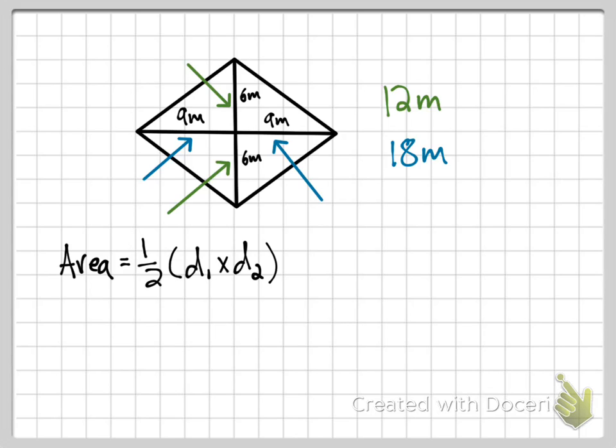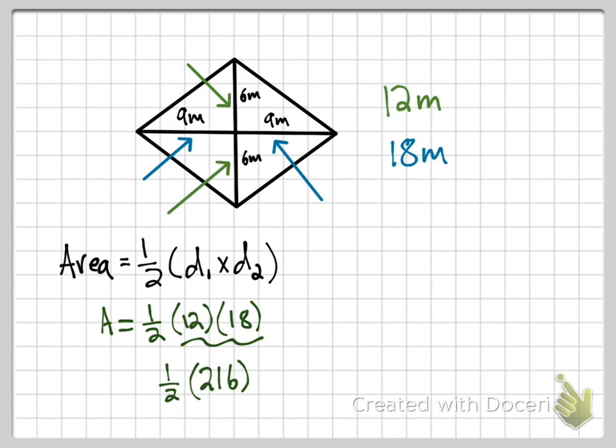So if I wanted to continue this problem, the area would just be 1/2, and diagonal 1 is 12 meters, diagonal 2 is 18. This part right here, if I multiply that, 12 times 18, that's 216 times 1/2. 1/2 of 216 is 108. And the units are in meters, so this is meters squared.